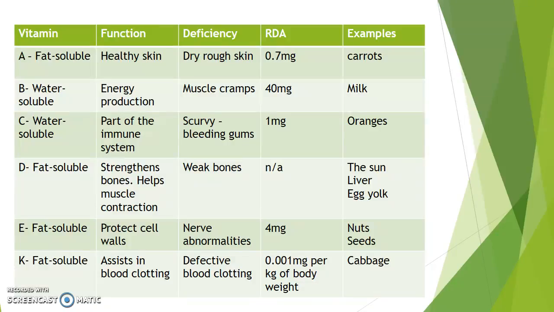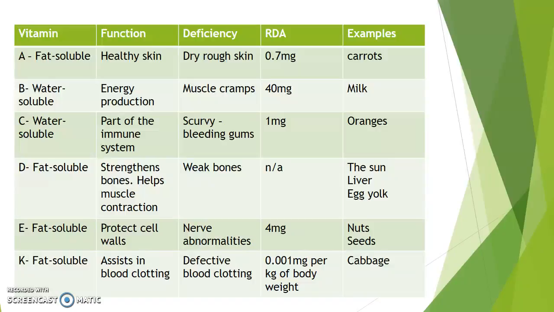Vitamin D is a fat-soluble vitamin, and it strengthens bones and helps muscle contraction, but without it you can get weak bones. Examples of sources are the sun, liver, and egg yolk. Vitamin E is a fat-soluble vitamin also, and it protects cell walls, but without it you can get nerve abnormalities. The recommended daily intake is 4 milligrams, and it is found in nuts and seeds.